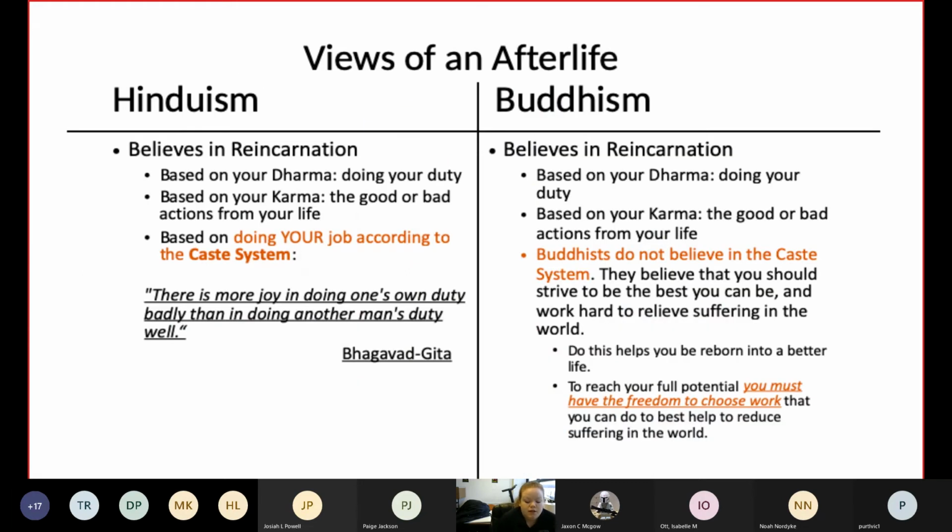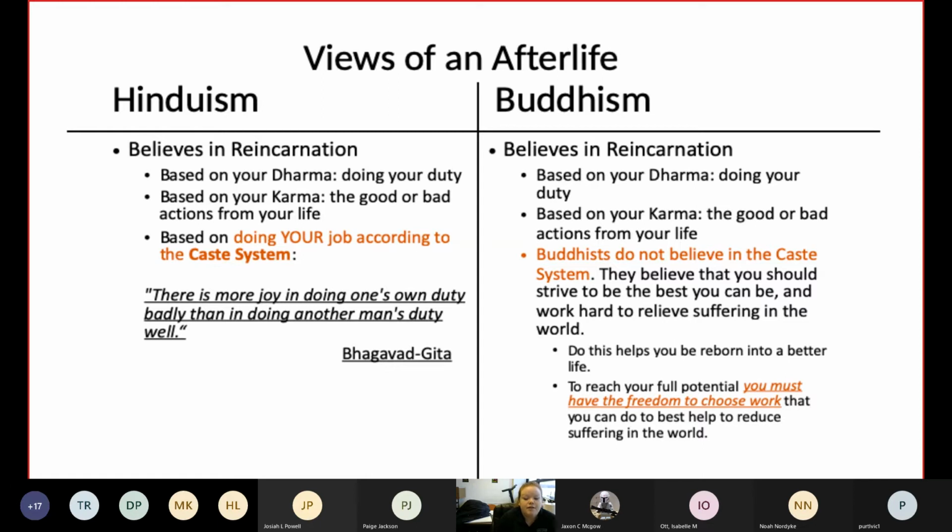So this is a little chart that you can look at about the views of an afterlife according to Hinduism versus Buddhism. They both believe that reincarnation is based on your dharma, or doing your duty, and they believe it's based on your karma, the good or bad actions from your life.